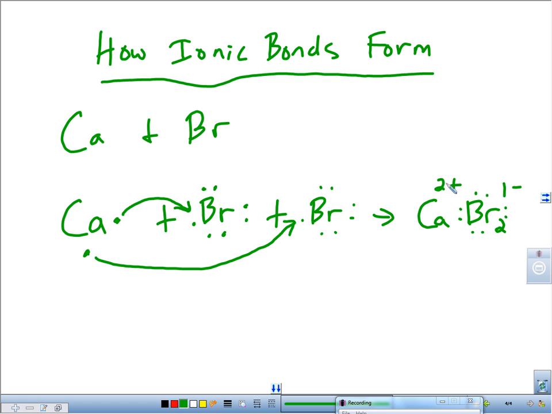Overall, the charge has to equal 0. I have a calcium with a 2 plus. I have 2 bromines, each with a 1 minus. If I add all those charges up, I have 0 charge. So why can't we just call it 2 minus? Because each ion gets a charge. That's why it cannot be 2 minus. It's how much each atom loses and becomes an ion. So what I want you to do now is get whiteboards.